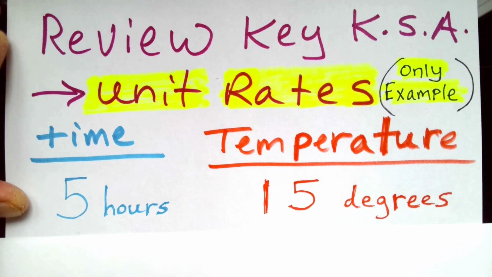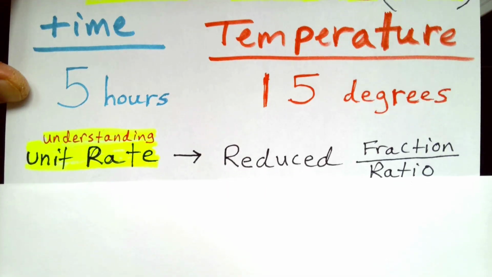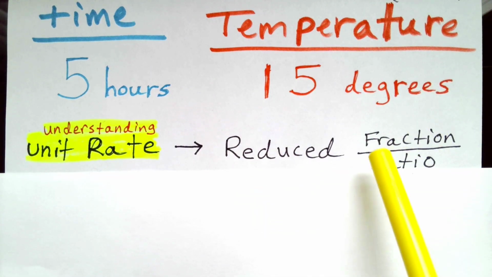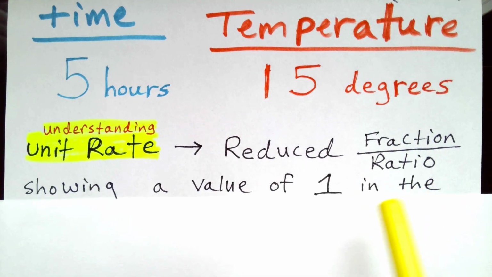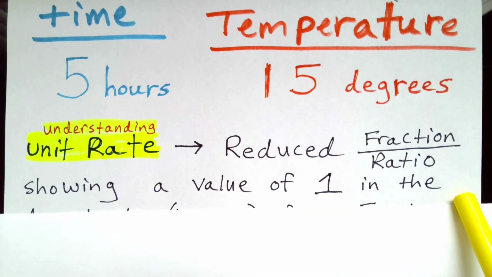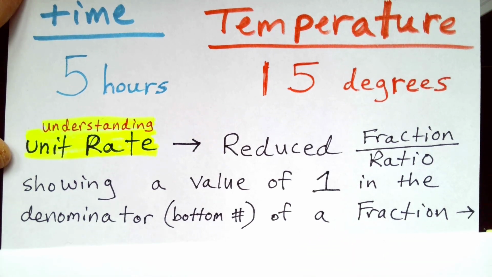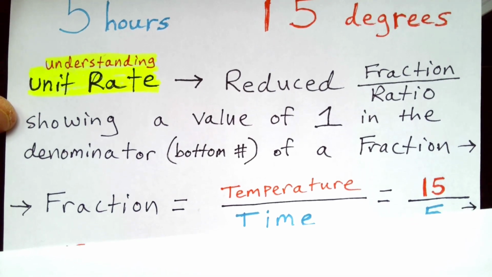A unit rate, simply put, is this here. And let me just show it to you now. You want to understand unit rate. Basically, you're going to reduce or simplify a fraction or a ratio, right? That's the name of a fraction, is also called a ratio. You want to show a value of 1 in the denominator's place. That's the bottom number of the fraction. All right, that is how you are going to create a unit rate. And that's basically a definition of a unit rate.